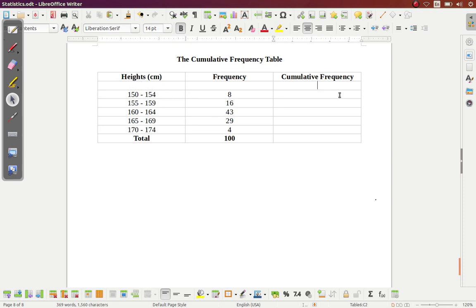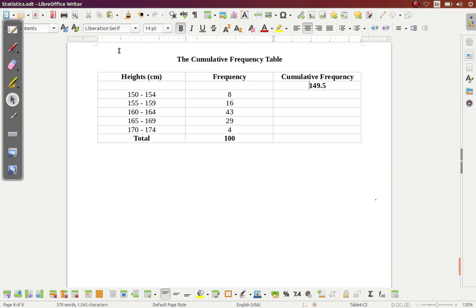Now, the idea is this. We have values from 150 to 154. What you're considering now is the smallest value you could have measured, the smallest height you could have measured before rounding it up to 150, is 149.5.